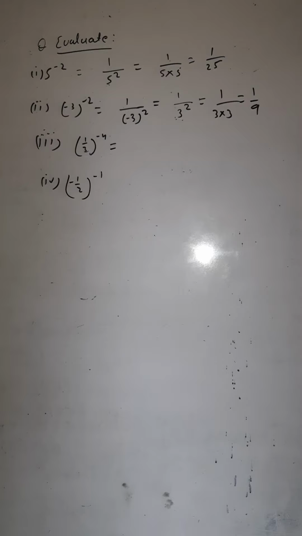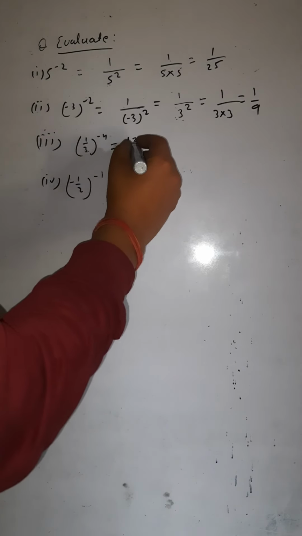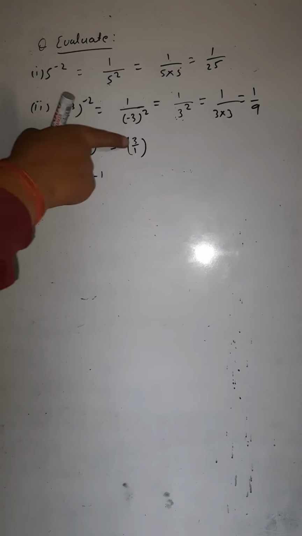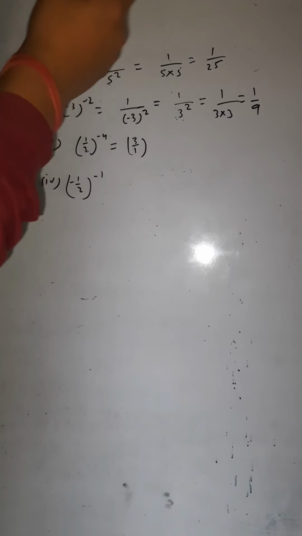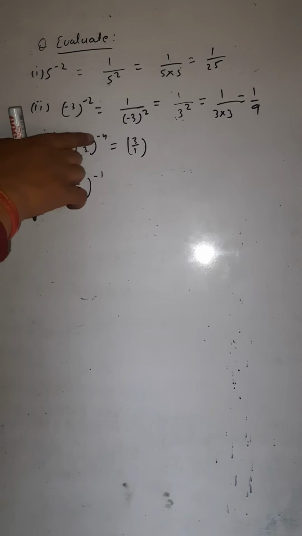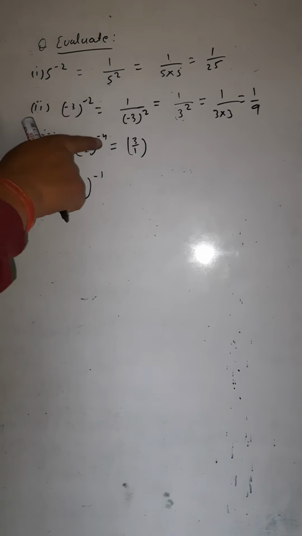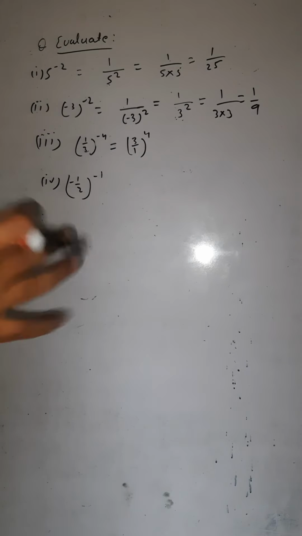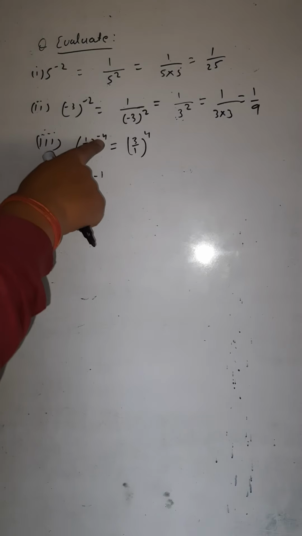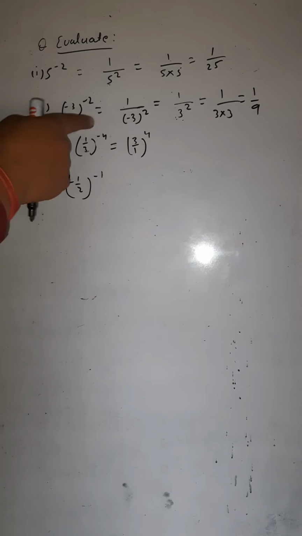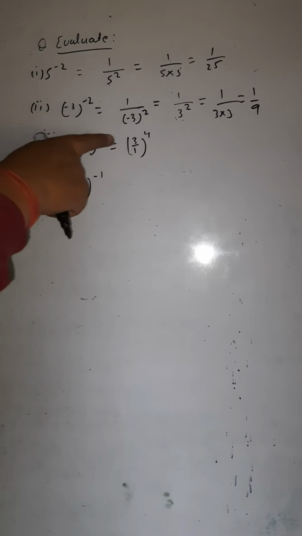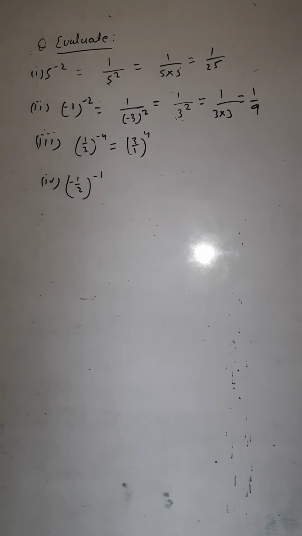1 by 3 raised to the power minus 4. I would make this power positive by reversing the fraction inside, that is, I would write the reciprocal of this. 1 by 3 I would write as 3 by 1. If I am writing it like this, the power would also be reversed. If it is positive, it would become negative. If it is negative, it would become positive. It is vice versa. So I can write it as 3 by 1 raised to the power 4.